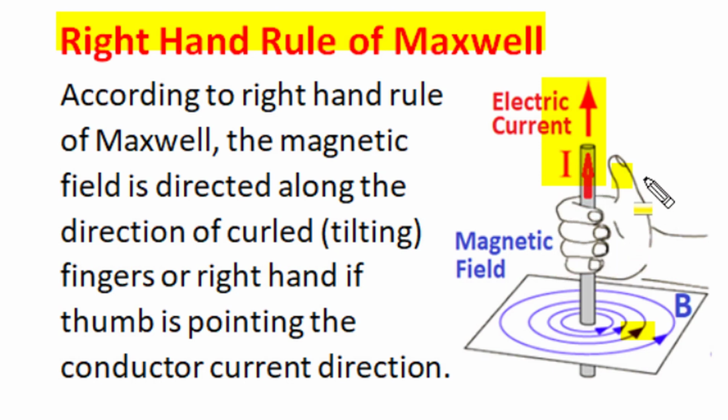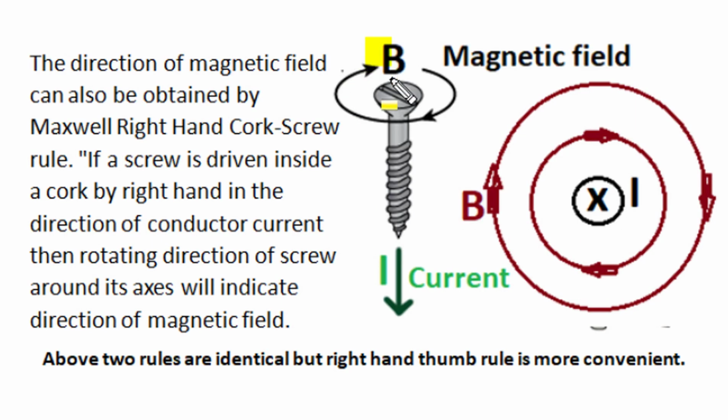the direction of the magnetic field around this conductor. As in this case the current is upward, when the thumb is pointing upward in the direction of current, the curl of the fingers in anti-clockwise direction represents the concentric circle direction of the magnetic field produced by this straight current. The direction of the magnetic field produced by a straight conductor is also obtained by Maxwell's right-hand corkscrew rule, and according to the right-hand corkscrew rule, if a screw is driven inside a cork in the direction of current, then the curl or rotation of the right hand screw represents the direction of the magnetic field around that conductor.